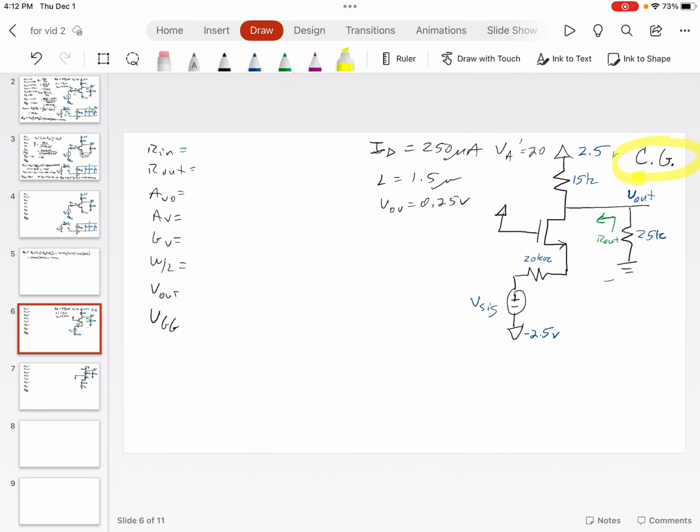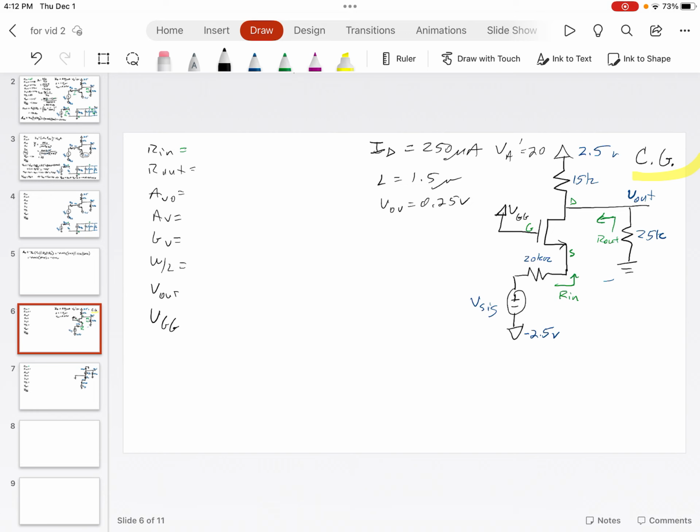So if we look at a common gate amplifier, that is one that has the gate at some value VGG, a DC value. The signal is on the source. Let's write those names in: gate, drain, source. So the signal is on the source. The output is still on the drain. Our input resistance is right here.